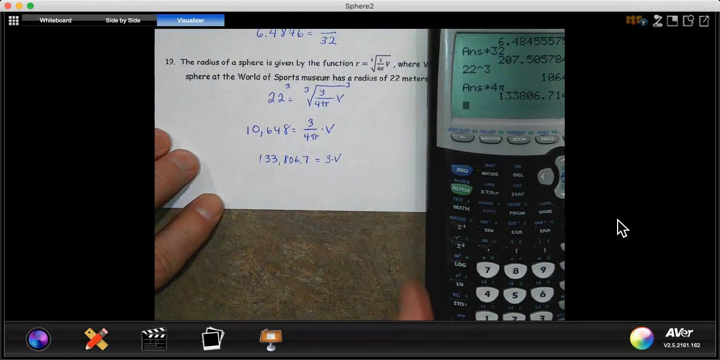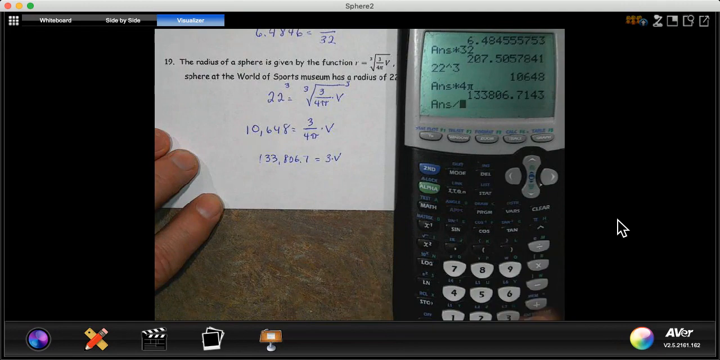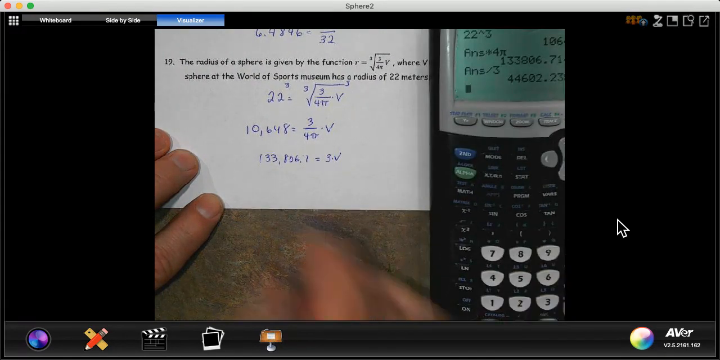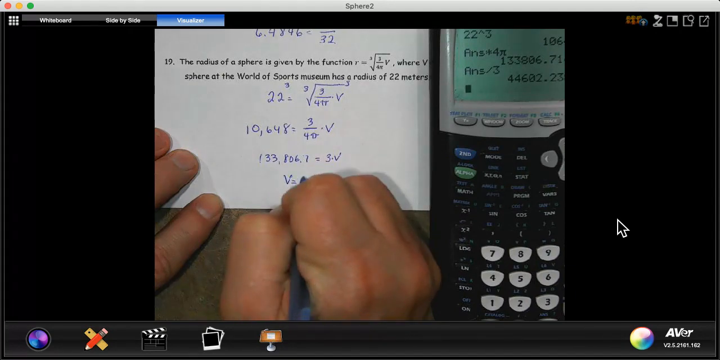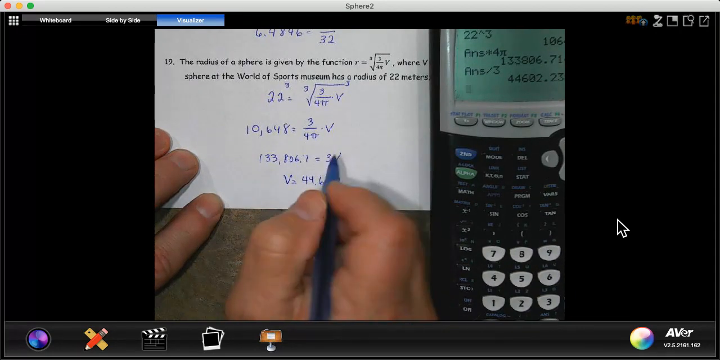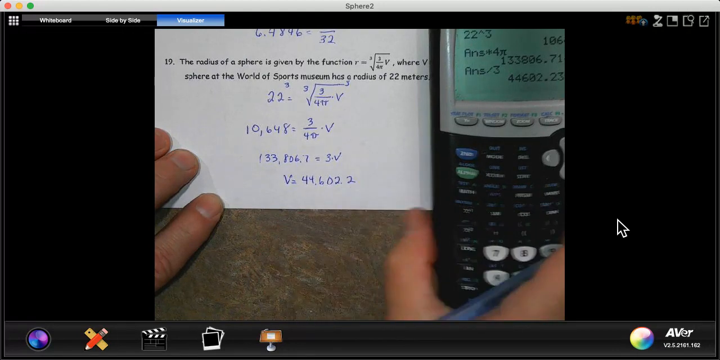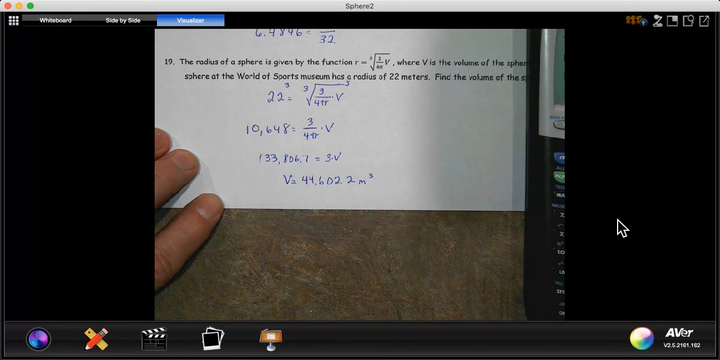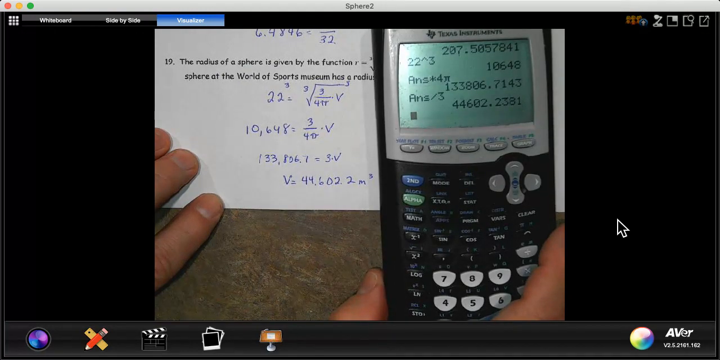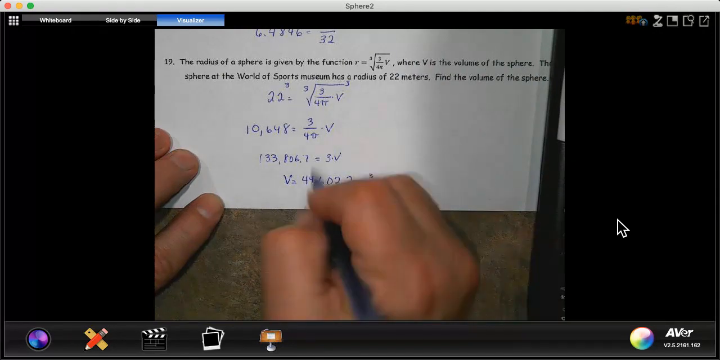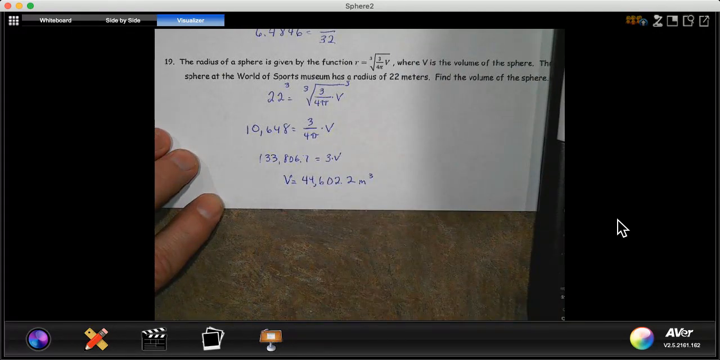So now I'm going to divide everything by 3. So just hit divide by 3. 44,602.2. So that's a pretty darn big, and my units are meters cubed because it's volume. That's a pretty big sphere. Okay, nice job, guys.